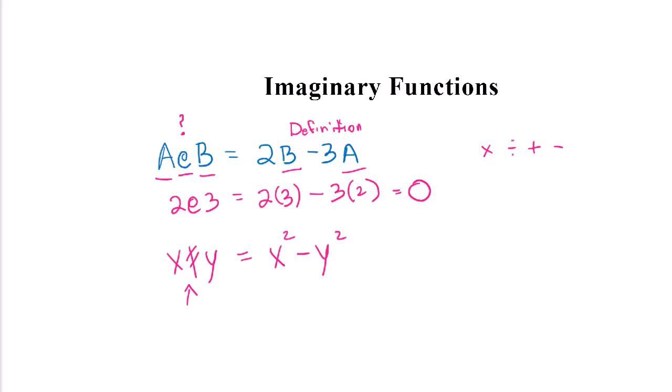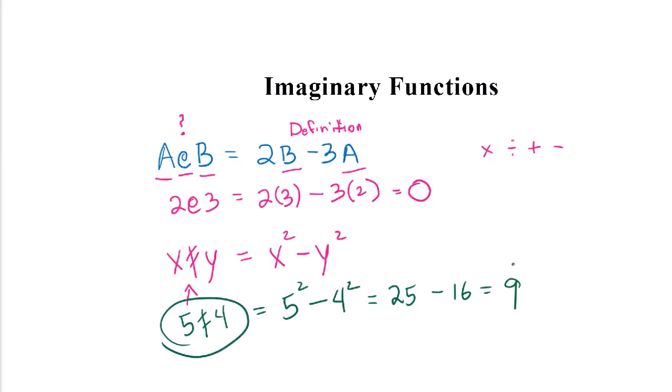All right, well, what if I had an actual value for that? What would that be? 5, whatever that symbol is, 4, basically means square the 5, the value before the symbol, subtract from that the square of the value y that comes after the symbol, 4 squared in this case, and what we end up with is 25 minus 16, which equals 9. So 5 at 4 evaluates to 9.